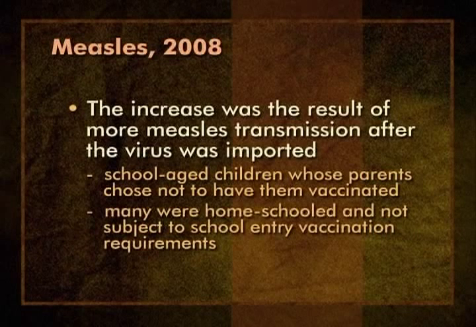The increase in the number of cases of measles was not a result of a greater number of imported measles cases. It was the result of more measles transmission after the virus was imported. The importation-associated cases occurred largely among school-aged children who were eligible for vaccination but whose parents chose not to have them vaccinated. Many of these children were homeschooled and not subject to school entry vaccination requirements. Our experience in 2008 again demonstrates the threat of measles outbreaks in groups or areas with low vaccination levels. More information about measles in 2008 is available on the Program Resources webpage.